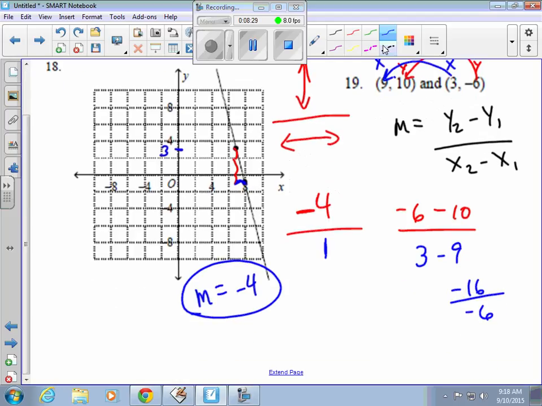So we have 2 negatives. So we know when we divide those two, we're going to get a positive. And we know that the number 2 can go into both of them. It can go into 16 8 times, and it can go into 6 3 times. So your slope went from being negative, since they had negative numbers shown, to positive, because a negative divided by a negative is a positive 8 over 3.